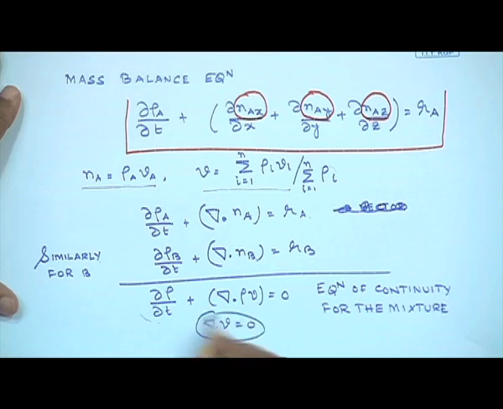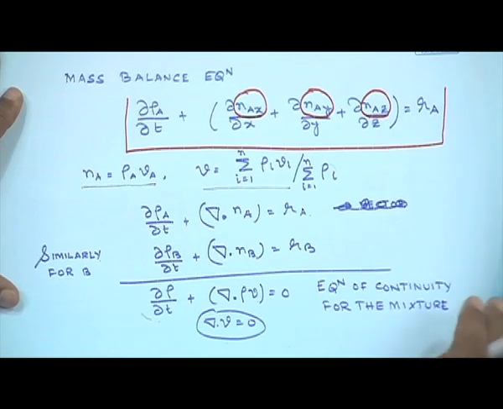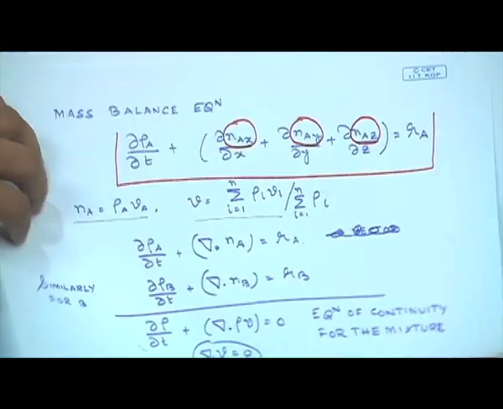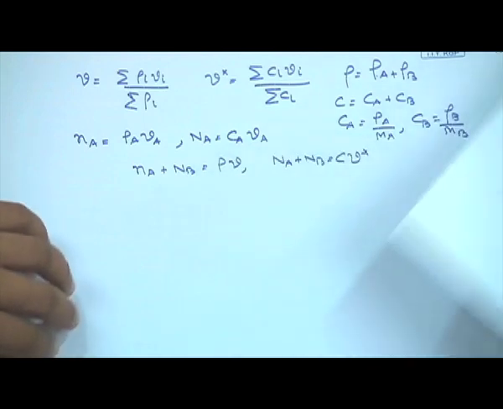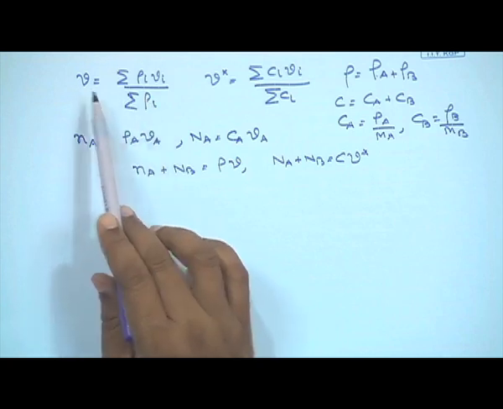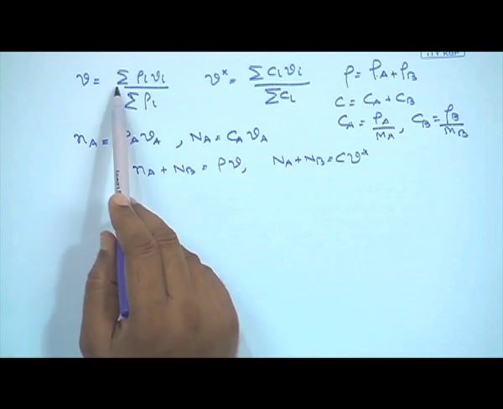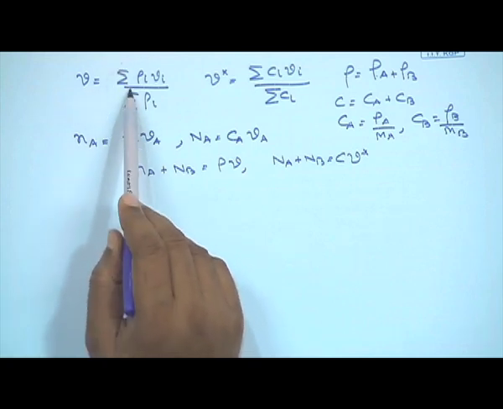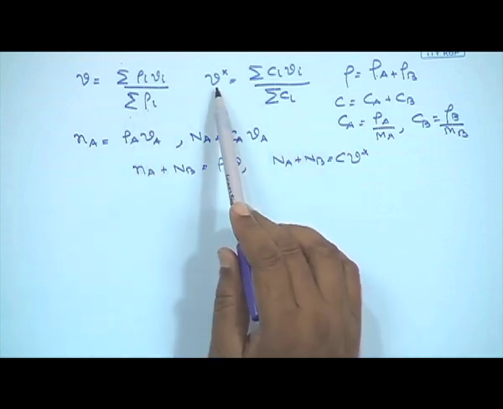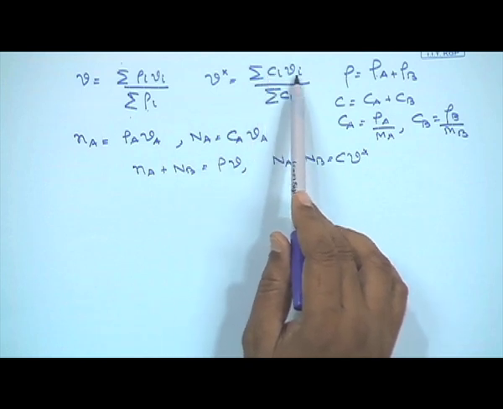So, this is another form of the equation of continuity that we have used extensively in our discussion of fluid mechanics. Here are some of the relations that I once again write for reference. This is the mass average velocity, V equals summation from i equals 1 to n of rho i V i by summation of rho i. The molar average velocity is V star equals summation of C i V i by summation of C i, where C is the molar concentration.